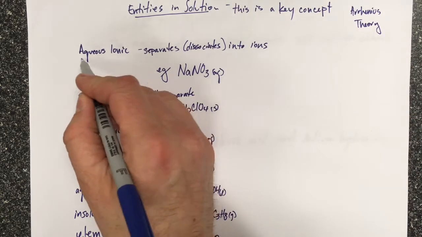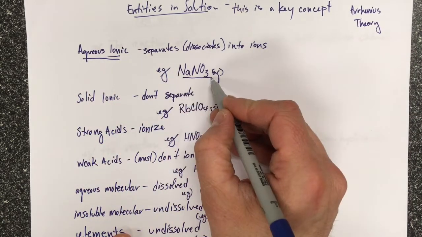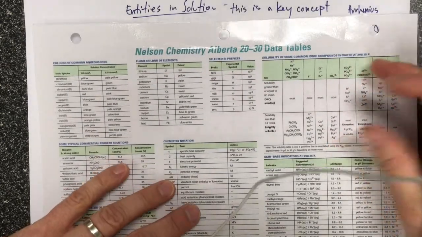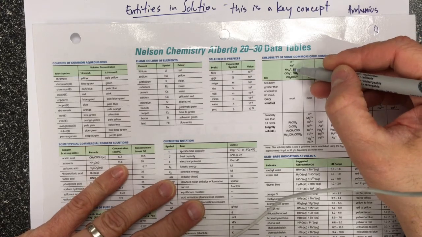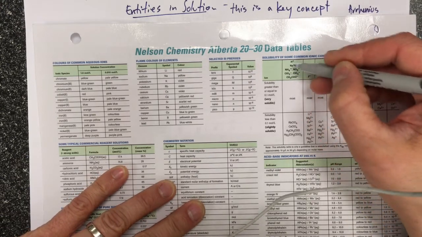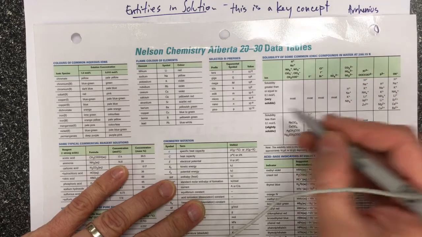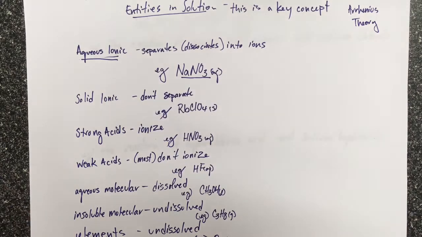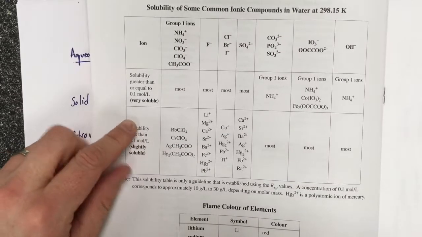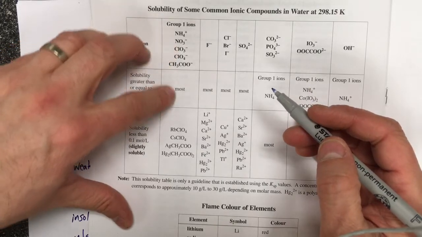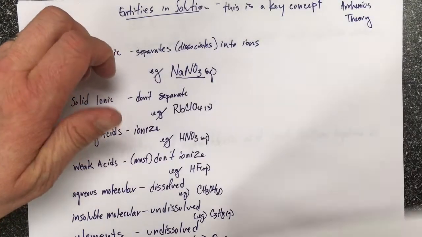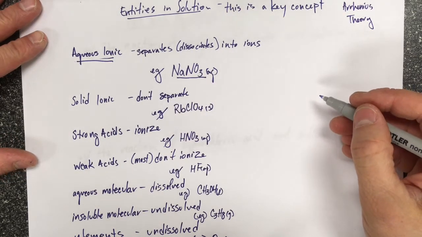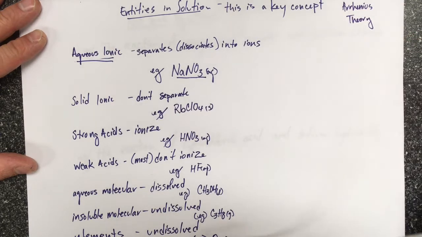And so aqueous ionic compounds like sodium nitrate, we can determine if they're aqueous or not by using the table here. So nitrate is here, and most things with nitrate and most things with sodium are soluble because they're very soluble or aqueous. That's in Chem 20. We have a comparable table in Chem 30 where we find nitrates here and most things are soluble. So sodium nitrate is a highly soluble chemical, and it will break down into ions in solution.